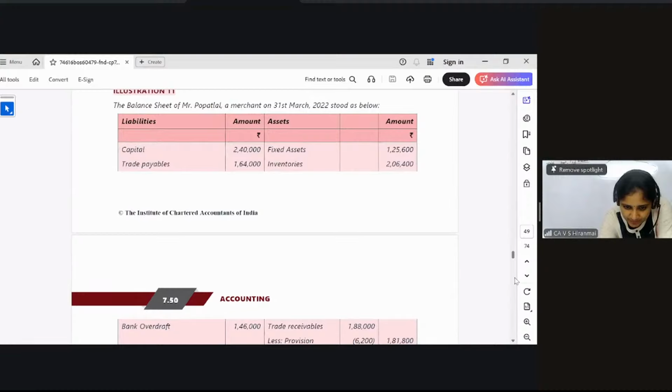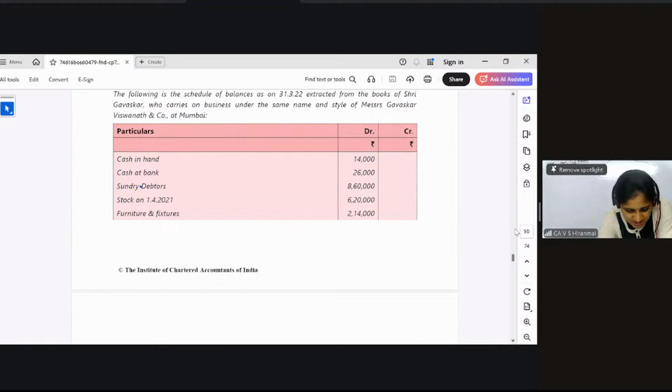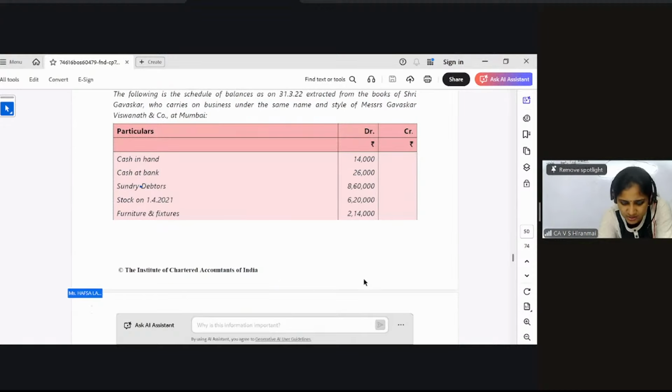Illustration number 12. Okay. So already we have seen. Mr. Sheikh, stop writing. If you're not going to write, I'll ask the BOS to just remove you. Please don't keep on writing here.